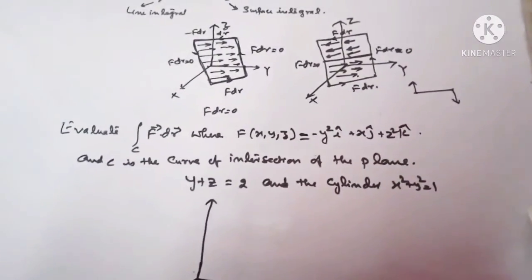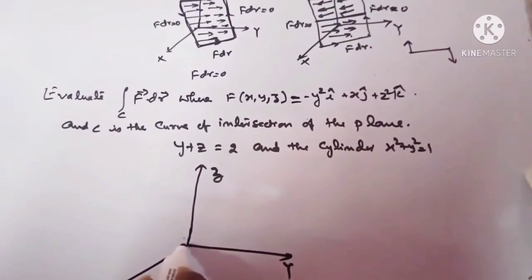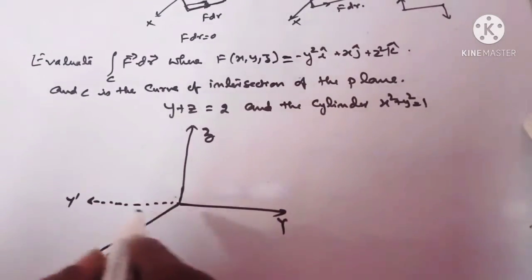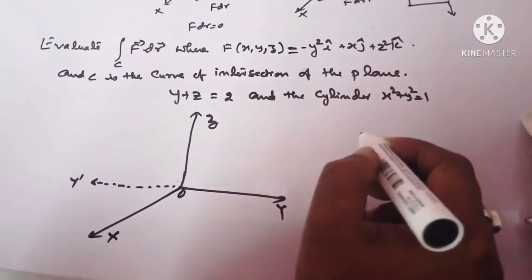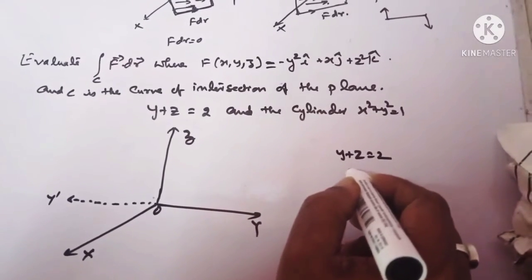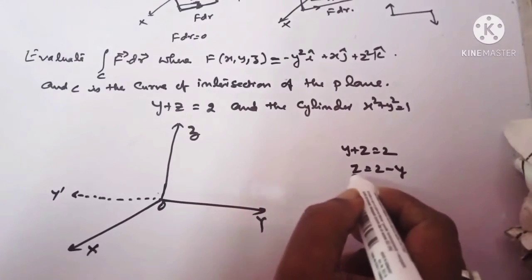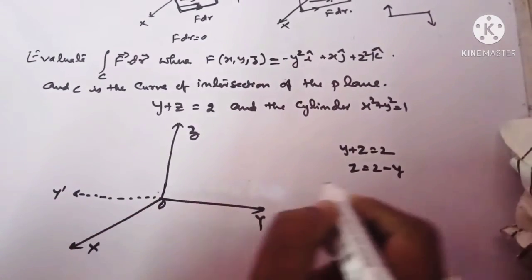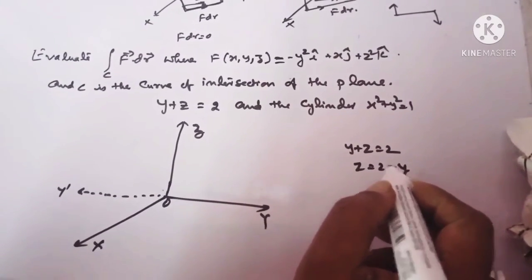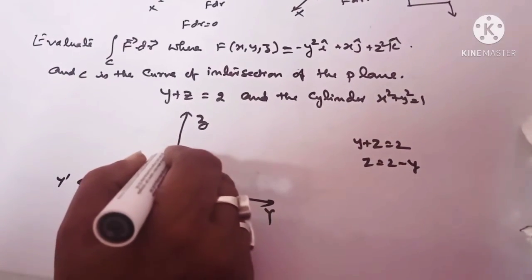Here you see this is y, this is x, and this is z. Here this is the negative portion of y, y dash. This is the origin. Now if you take y plus z is equal to 2, so z is equal to 2 minus y. If y is 0, then z is 2, somewhere here.